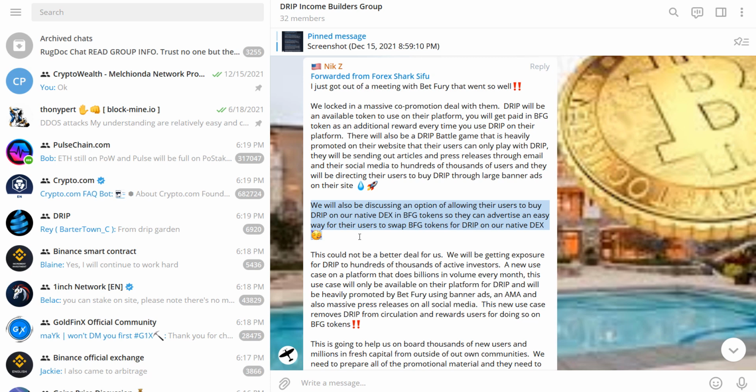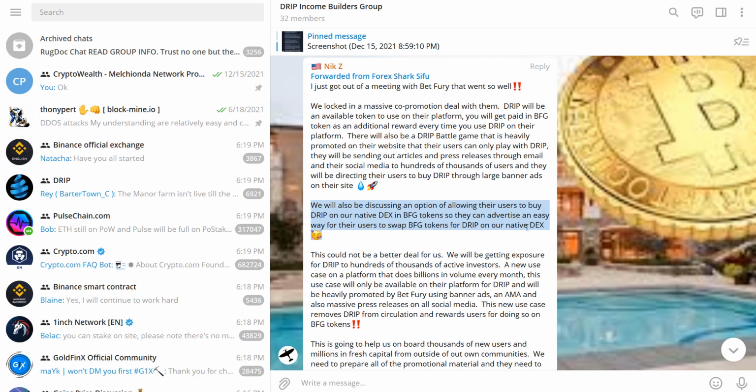We will also be discussing an option of allowing their users to buy Drip on our native DEX and BFG token, so they can advertise an easy way for their users to swap BFG tokens for Drip on our native DEX. So this is huge, and let me explain why. He's announced here the native DEX, which at this point has only been for BNB and for Drip. When you buy on the faucet, when you swap on the website, you're using the native DEX. So the idea that we could be using that native DEX for additional tokens, I think is huge, like enormous, because I can only see where that could go long-term with additional tokens.